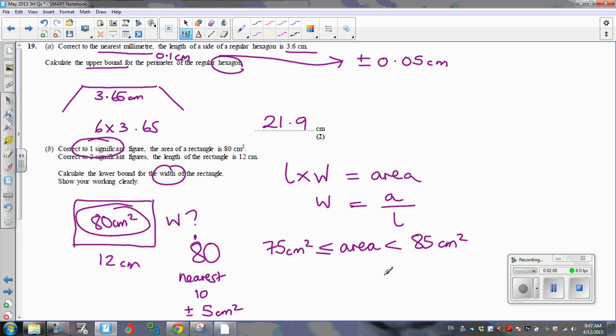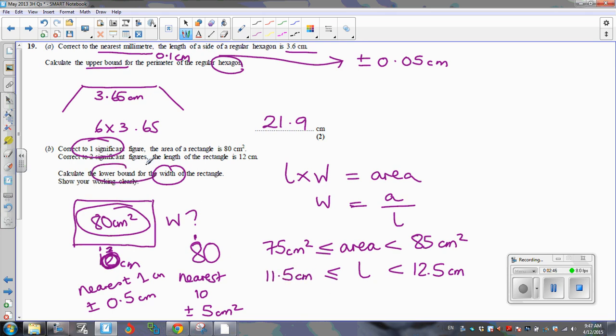Okay, if we now look at the length, it is measured to 2 significant figures. Now if you've got a length of 12 and it's measured to 2 significant figures, I'm going to count 1, 2. The second significant figure is this 2 here, which is in the units or ones column. So in this case, the length has been rounded to the nearest 1 centimeter, which means to find the upper and lower bounds, I add and subtract half of 1, which is 0.5 centimeters. So if it's given as 12, the maximum length is 12.5 centimeters, and the minimum must be 11.5 centimeters.